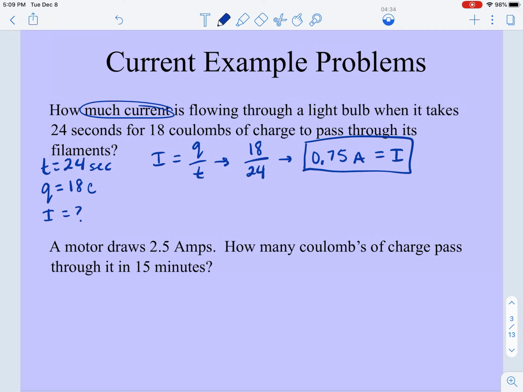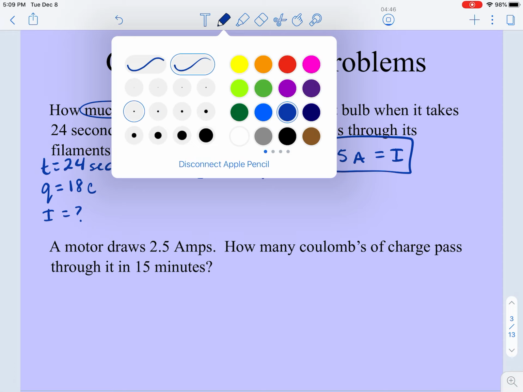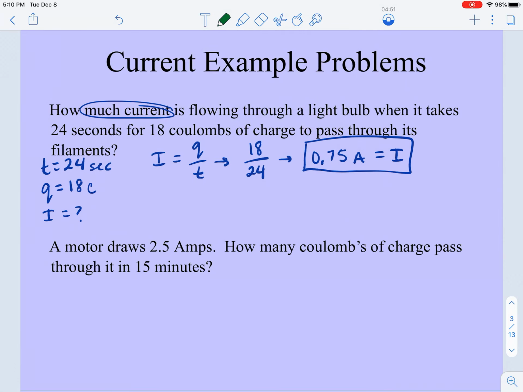And that gives us 0.75. And our unit here would be amps. I'm just going to choose to write that with a capital A. So 0.75 amps of current for this question. The second question says, a motor draws 2.5 amps. How many coulombs of charge pass through it in 15 minutes?